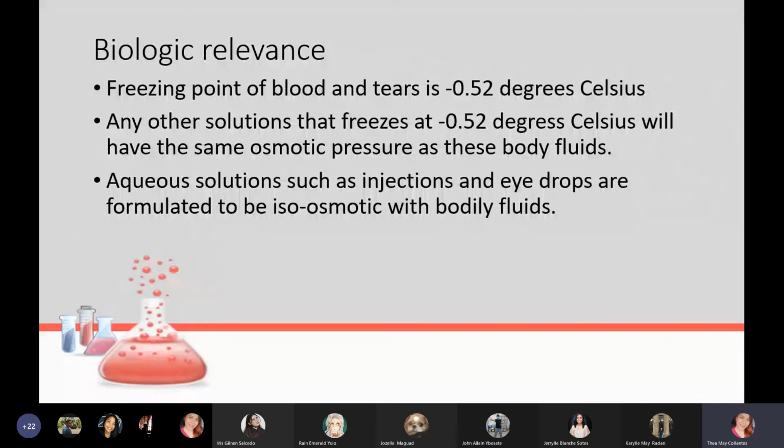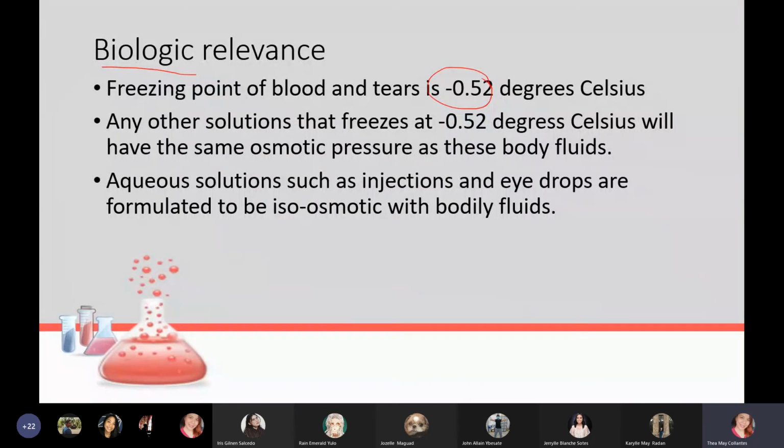So, somehow your freezing point, this is the application sa aton body. So, trivia again, all of our bodily fluids freeze at about negative 0.52 degrees Celsius. It means nga ang aton dugo, aton luha, aton aqueous humor, aton cerebral fluid, when you put them in the refrigerator, they will freeze at about negative 0.52 degrees Celsius. So, kung imo ref, ang kaya lang ihatag is about 0 degrees Celsius. So, hindi magtiga ang aton bodily fluids.